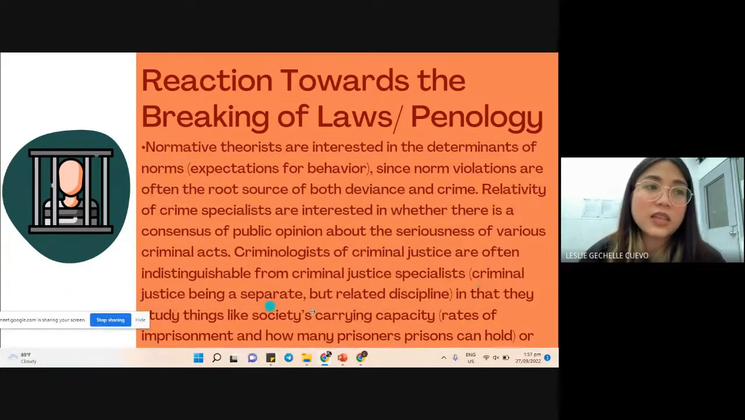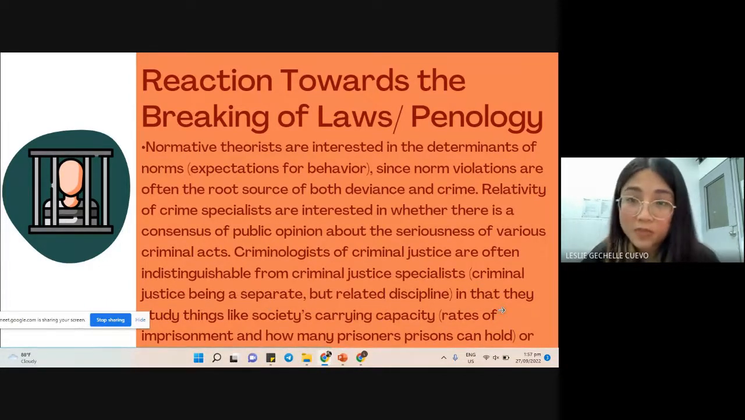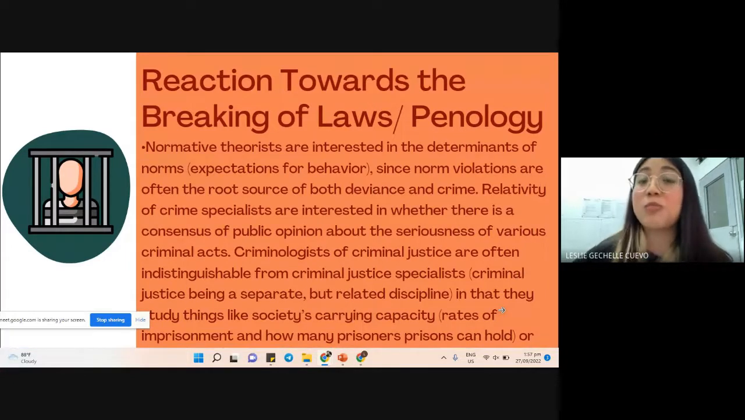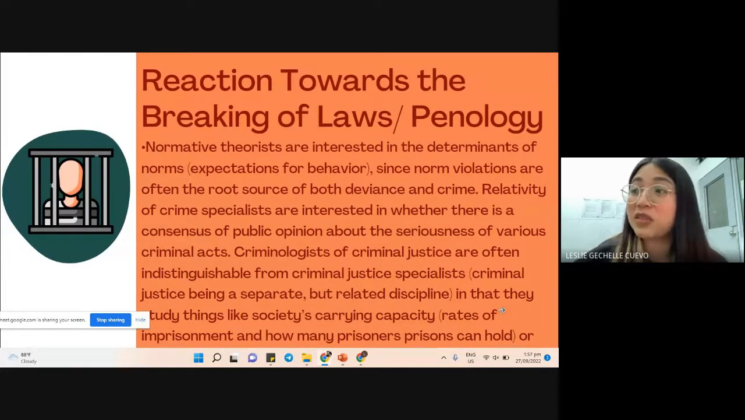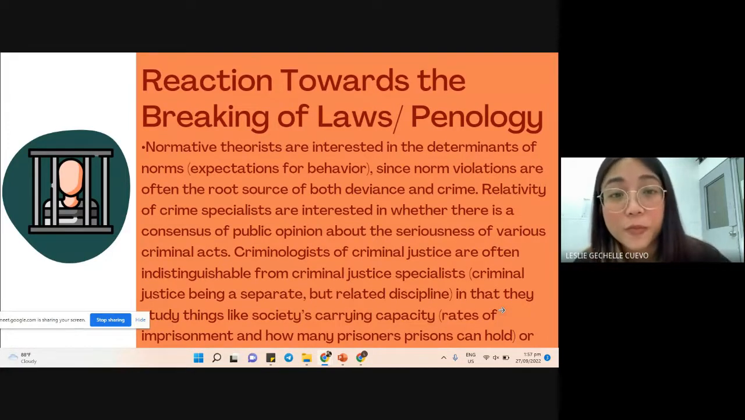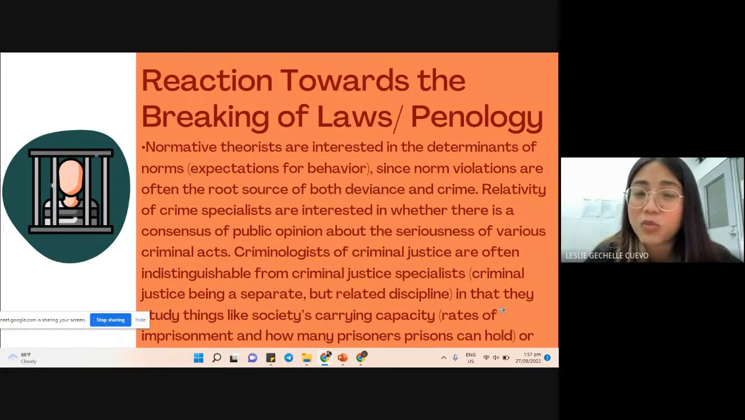Normative theorists are interested in the determinants of norms. Pag sinabi nating norms, yung mga normal doon sa society ninyo. Normal na hindi gumagawa ng krimen. Norm yun. Ayan o, kaya nga nakalagay dyan, expectations for behavior. Ano ba yung ine-expect mong pagkilos ng isang tao sa isang society? Yun yung norm. So, ina-expect natin na hindi ka biglang sasapakin ng kung sino lang, di ba? Yun yung norm na hindi tayo bigla-biglang nananapak lang. Kasi nga, expected sa atin na maayos ang pakikisalamuha natin in society.